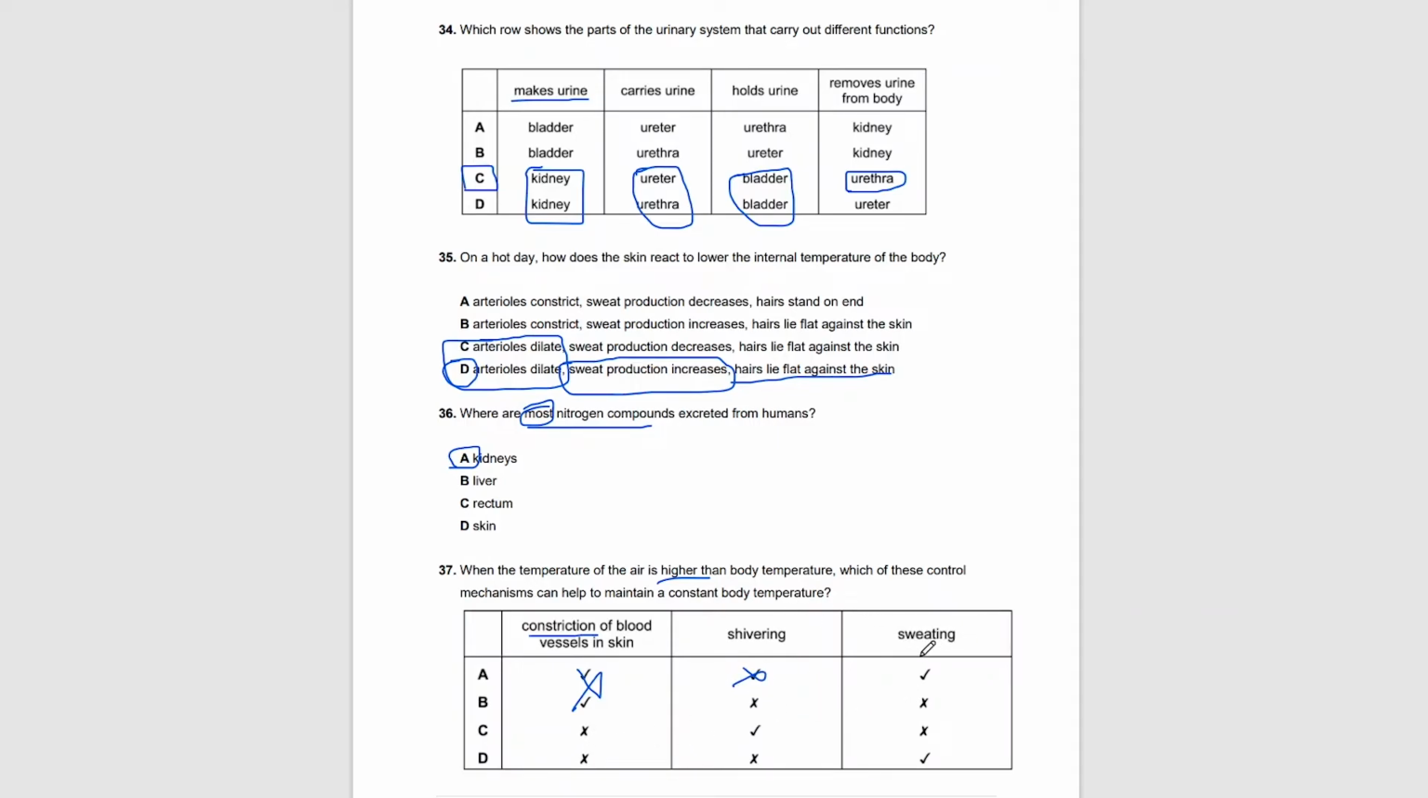Sweating, as the body produces more sweat, more will be evaporated from the surface, so the temperature will decrease. So it will help to maintain a constant body temperature. So sweating should be a yes. Shivering would be a no, because shivering will produce heat, not decrease the heat. And constriction of blood vessels in the skin will also conserve the heat, not release the heat. So it's D, because we need to decrease the body temperature, as the temperature of the air is higher, to maintain a constant body temperature.